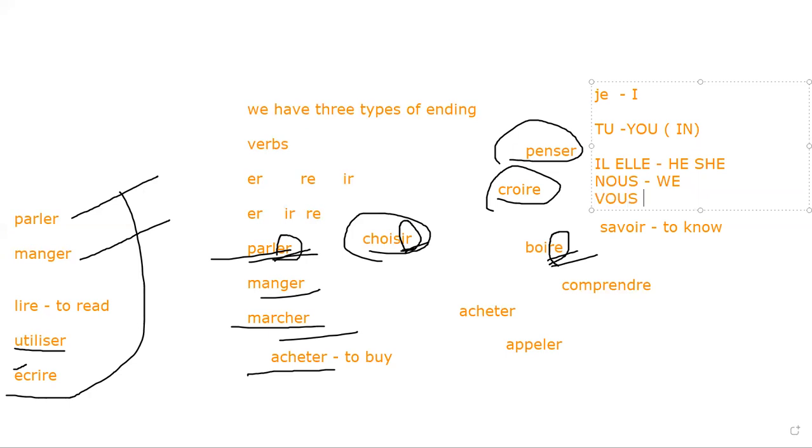So tu is you informal, and vous is you formal, the informal version and the formal version. Exactement, c'est très excellent. Is it clear to you?